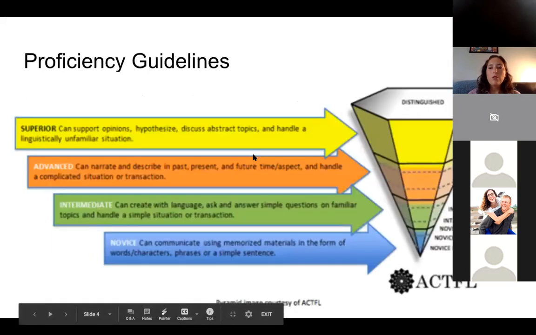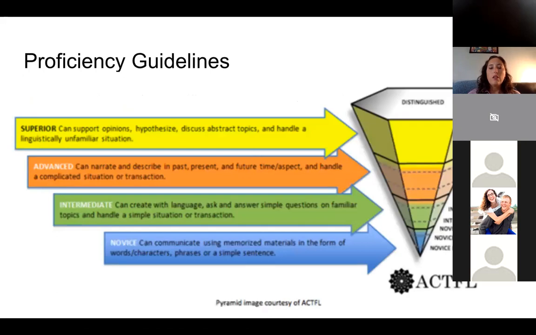So as world language teachers, we know these are the proficiency levels from ACTFL, the American Council on the Teaching of Foreign Languages. Our students come in at the novice level, where they have to use memorized materials, memorized words, phrases, simple sentences. And then in the intermediate is when they can start creating with the language.